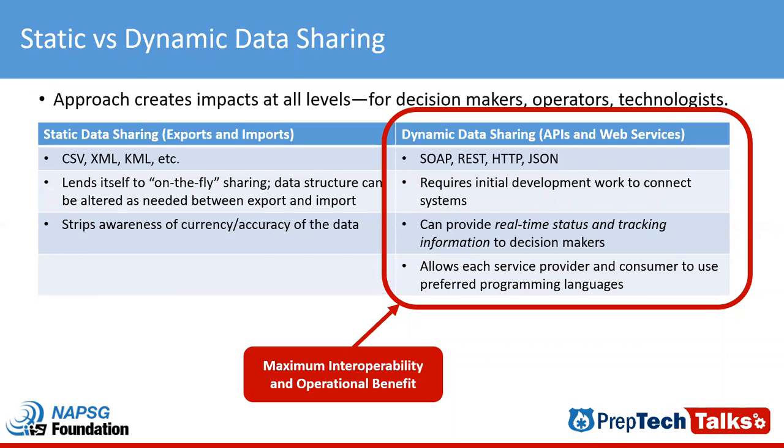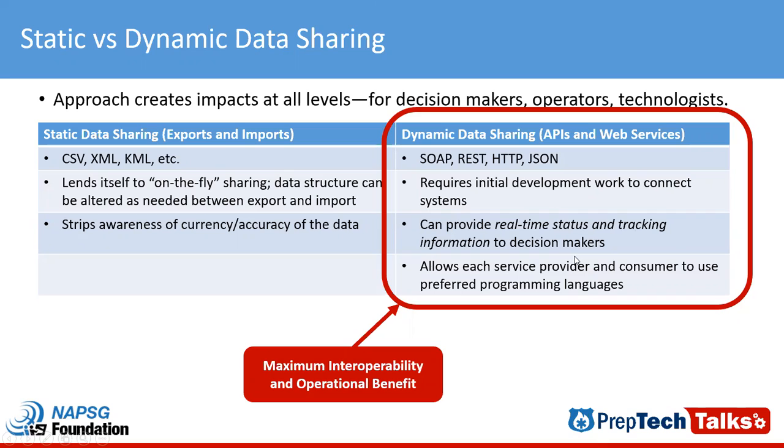Some different formats that are common for that static data sharing are CSV, XML, KML. You might see shape files, some of the more historic information. But when we talk about information sharing and standard data sharing formats for mutual aid and crisis management, where we need to keep our focus is on the sharing of dynamic data, APIs and web services, as Mary started to allude to earlier. There's a variety of different formats for those, but what's important here is this provides you that real-time status and tracking of information.